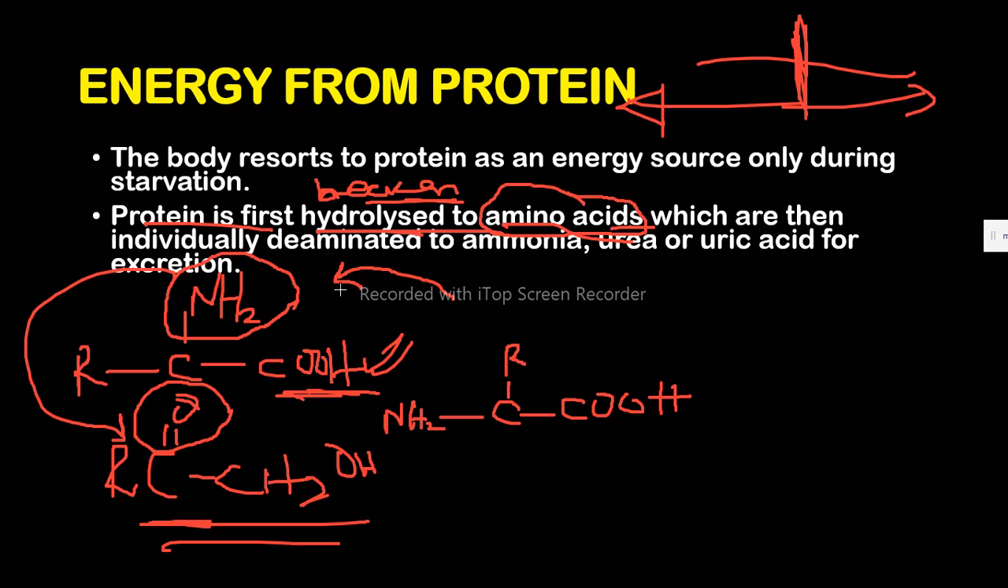So these processes, where you transfer an amino group from one compound to another, is called transamination. Okay? Transamination. So I'm going to remove this amino group and add a keto group. And then this ammonia, I convert it into urea. Okay? You read about the ornithine cycle. I convert it into urea.